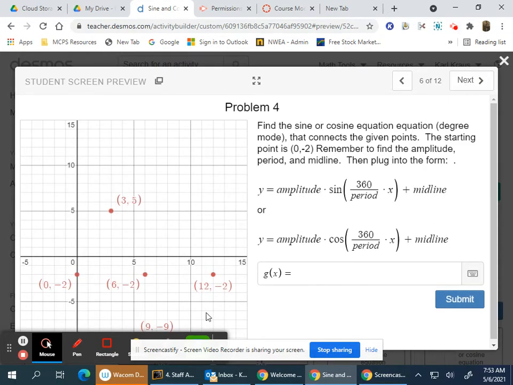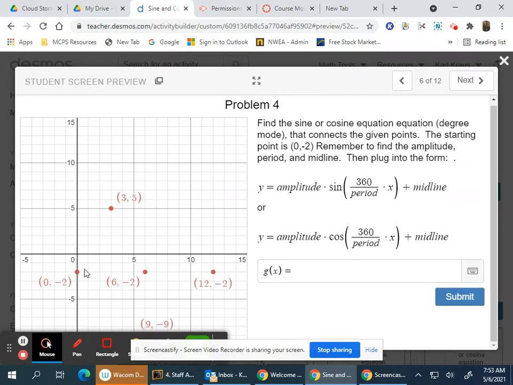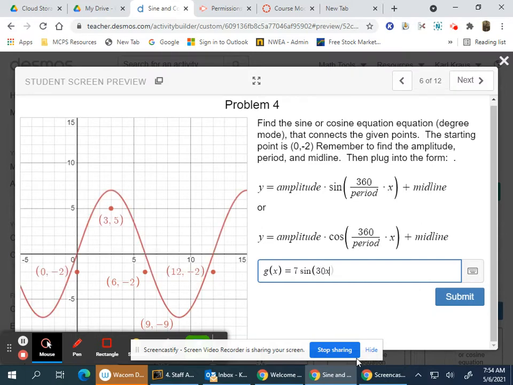Problem 4, same directions. Starting on the center line, ending on the center line. That's a sine curve. From -2 to 5, the amplitude would be 7. And then 360 divided by 12 is 30. And my center line is -2.